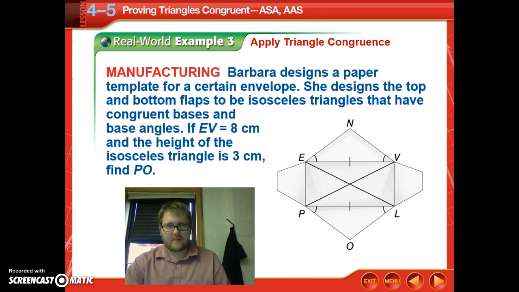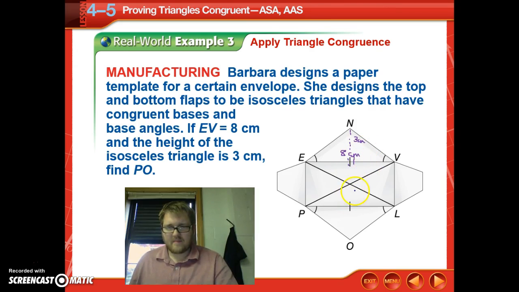Now looking at a word problem, Barbara designs a paper template for a certain envelope. She designs the top and bottom flaps to be isosceles triangles that have congruent bases and base angles. If EV is 8 centimeters and the height of the isosceles triangle is 3 centimeters, we need to find this segment PO. So again, we know EV is 8 centimeters and the height of the isosceles triangle is 3. In other words, we'll draw a 3 here to represent that height.